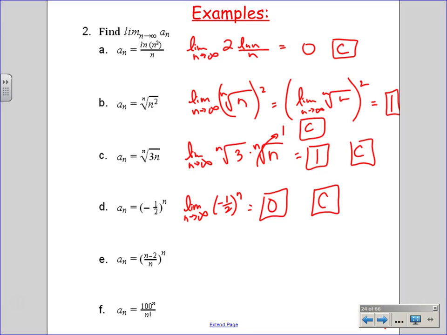How about letter E? I was roasting Maggie. She just missed it. What? It's e to the negative 2. It is e to the negative 2? Yeah.